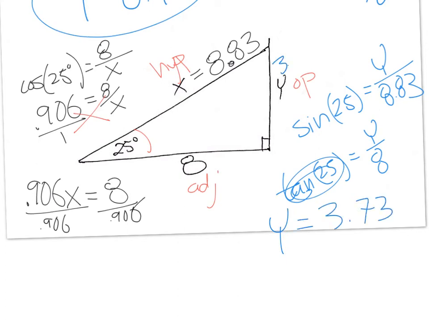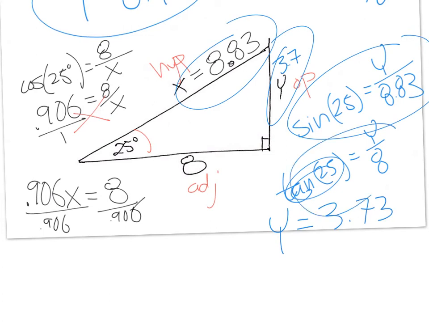So that looks pretty reasonable as well. 3.7 or 3.73 over here. So you could try that. Both of these should give you the same thing. So if you know multiple sides, you definitely have some choice as to how you can calculate the length of a side.